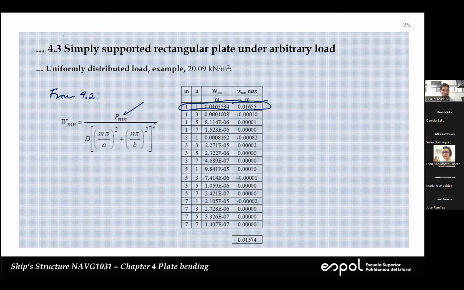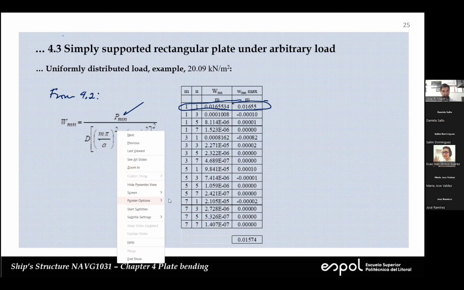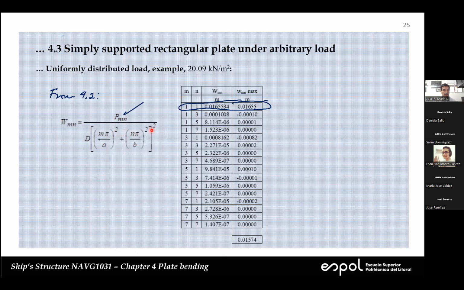Again, it's very interesting that the terms decrease very rapidly as M and N increase. You see here I have the two subindices, M and N, increasing, so the denominator of this term will increase. If this is increased to the fourth power, of course, you can expect this to decrease very rapidly. And you see here, this is to the -7. This is to the -2.